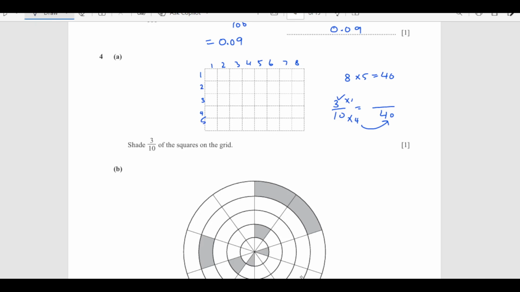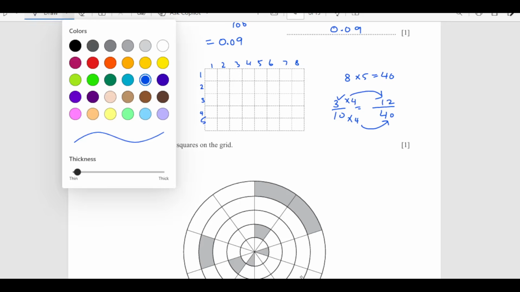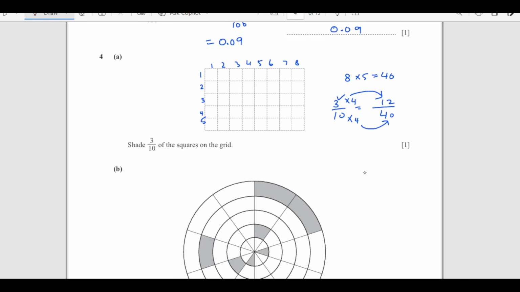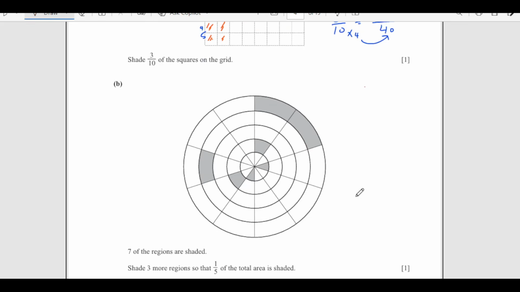Same we have to do in the numerator. 3 times 4, it is 12. So meaning we will shade 12 squares. You can choose any 12, right? Here is 5, we can shade like this 5, and then this is 5, 10, then 2 more, right? Anyway, you can also use 8 from here, then 4 from here. It's up to you which squares you are going to shade.